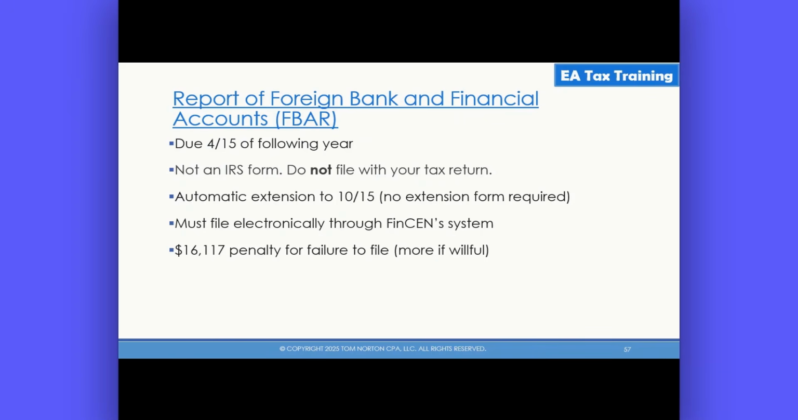You can get an automatic extension to October 15th. This form has to be filed electronically, not on paper, through FinCEN's system. And if you do not file it, it is a penalty of $16,117 unless it was a willful failure to file. In other words, if you're trying to hide something, then the penalty can be much more than that.